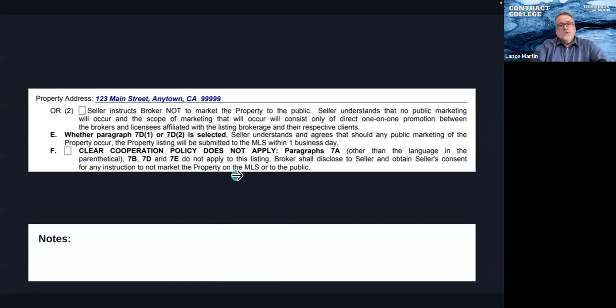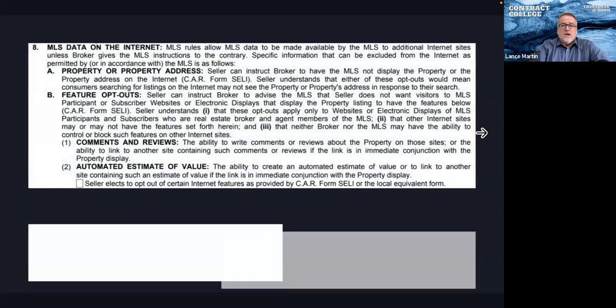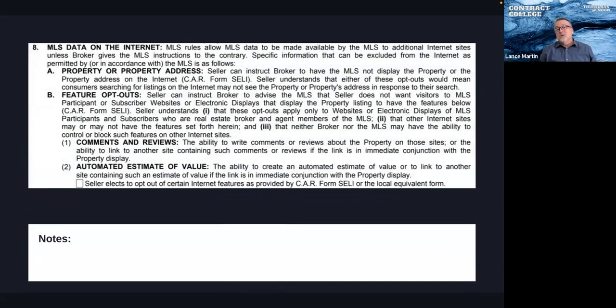Again, this is where the clear cooperation policy does not apply. I'm spending a lot of time on this, guys. I'm just telling you, just stay away from this. You're just asking for trouble if you do the pocket listings. And most of us aren't able to do what used to be done. Holding an open house, it's public marketing. You can't have a pocket listing that way.